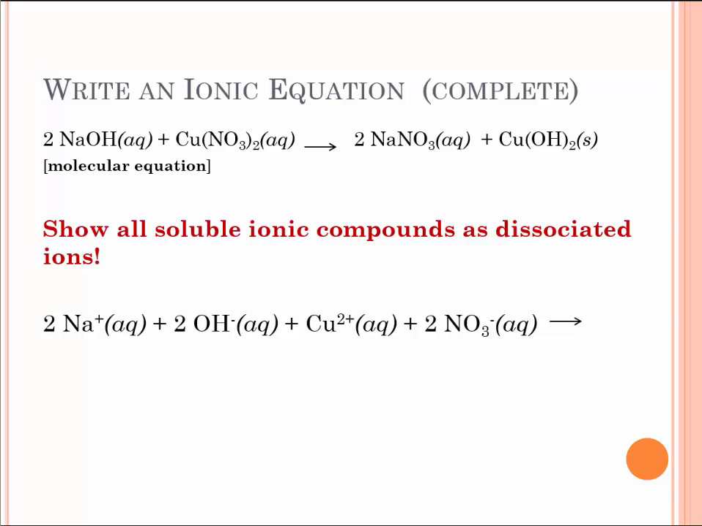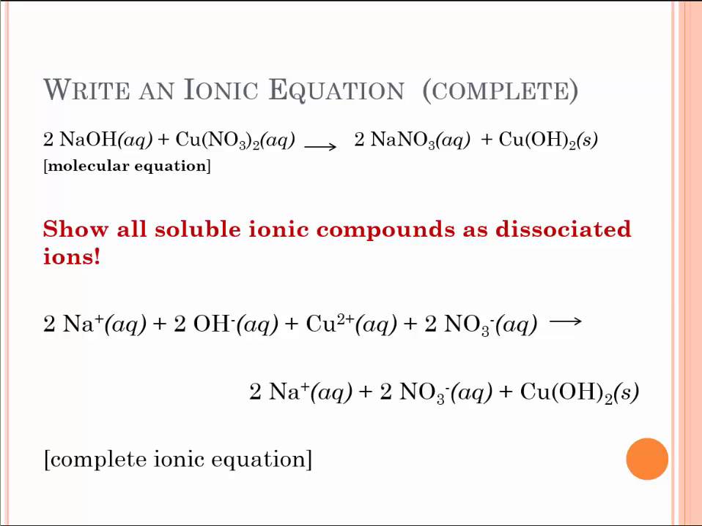For the sodium nitrate, we're going to get sodium ions and nitrate ions. In fact, we'll get 2 sodium ions and 2 nitrate ions. And copper 2 hydroxide, notice, is solid. It does not dissociate, and so it stays together as an intact formula unit. This is called a complete ionic equation, where all water-soluble ionic compounds are dissociated into their ions, and all insoluble compounds are left as either molecules or formula units.